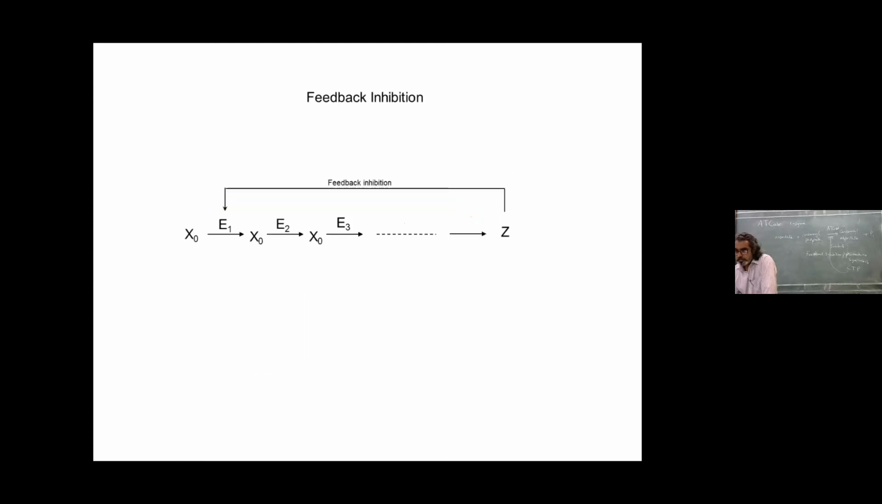Okay, so this is a feedback inhibition. Let's say X0, X1, X2, and so on, and E1, E2, E3 are enzymes, and then Z is the final product. Z can come back and inhibit the E1 enzyme, so that the products of the reactions from X1 onwards will be controlled. Different feedback loops are available inside the cell depending on which chain of reactions you want to control.